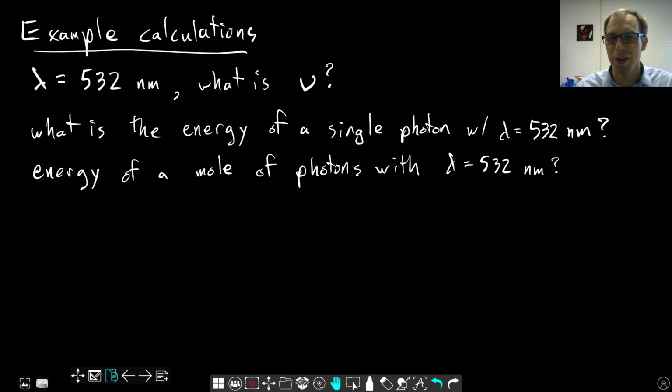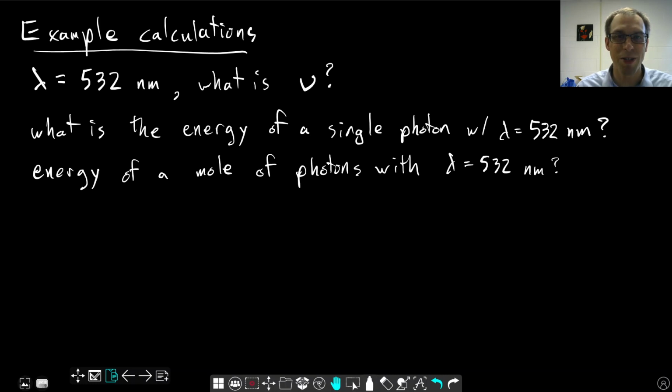So the example we're going to look at here is looking at a photon, or a light, with the wavelength of 532 nanometers. I picked this because it's a color of light that I think is really pretty. It's a green light that's emitted by lasers, several different kinds of lasers. It makes this really nice bright green color. So we're going to calculate the frequency of the light associated with that wavelength. If you have a wavelength of 532, what's the frequency?